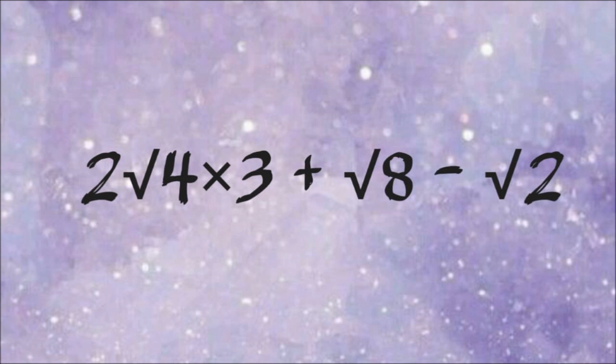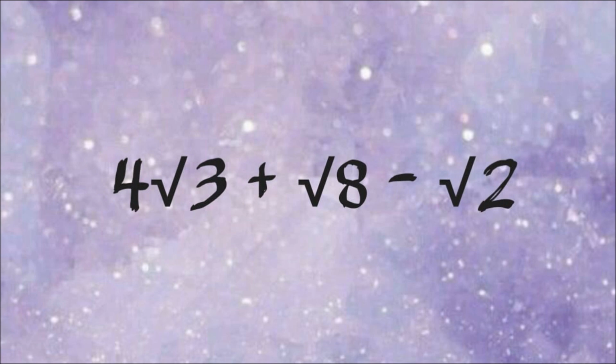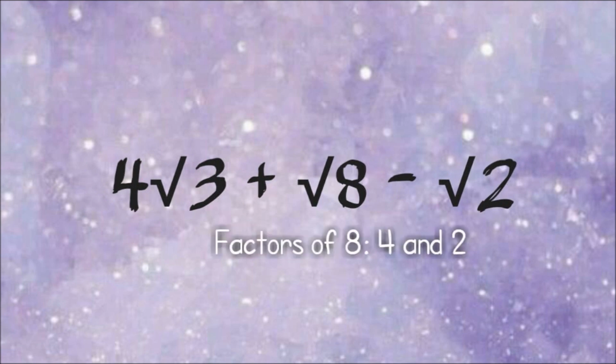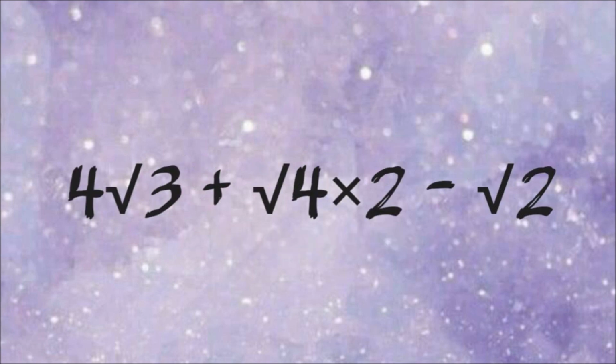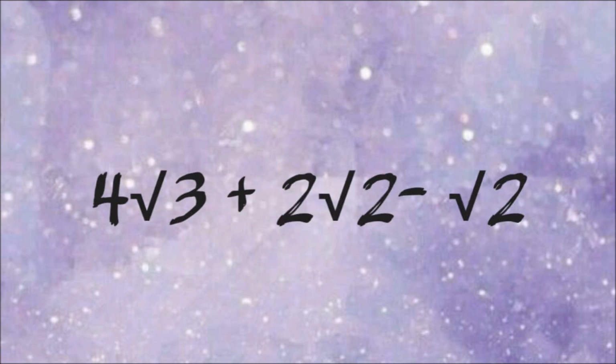Then, we multiply 2 to 2. That makes it 4 square root of 3. Same goes with 8. 8 can be factored into 4 and 2. Leave 2 behind, take out the square root of 4, and multiply it to the number outside. Always remember that there is an invisible 1. This would make it 2 square root of 2. Our expression should look like 4 square root of 3 plus 2 square root of 2 minus square root of 2.